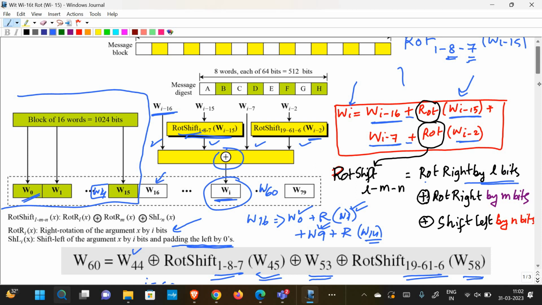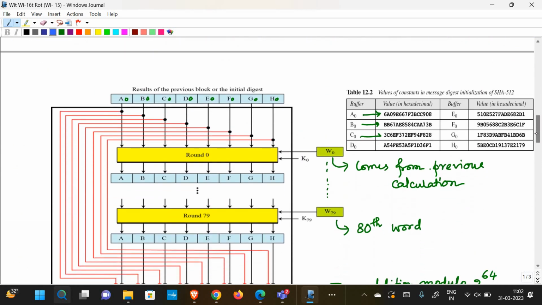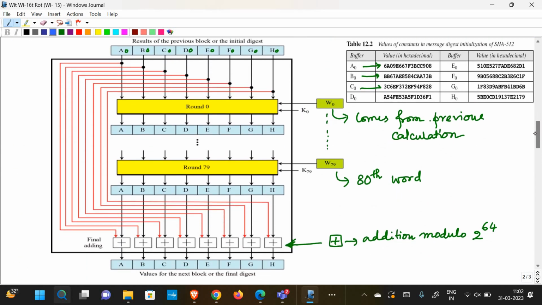So the overall algorithm will be looking something like this. This is where we ended our discussion. And I told you that the algorithm SHA-512 starts with the initial condition of 8 words, which are given by A0, B0, C0 up to H0. So this is basically the initial condition, which is provided in a tabular format.